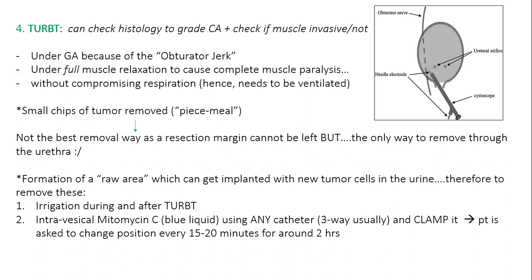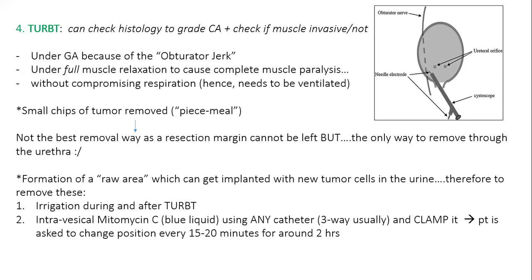Like the name says, through the urethra, you put a cystoscope. This is of course done through the rigid cystoscope, because this is done under general anesthesia, so you have to rely on the rigid cystoscope. And here you can check the tumor histologically, because you resect the bladder tumor. After resecting it, you can check it under the microscope and see the histology and see if it is muscle invasive or not.